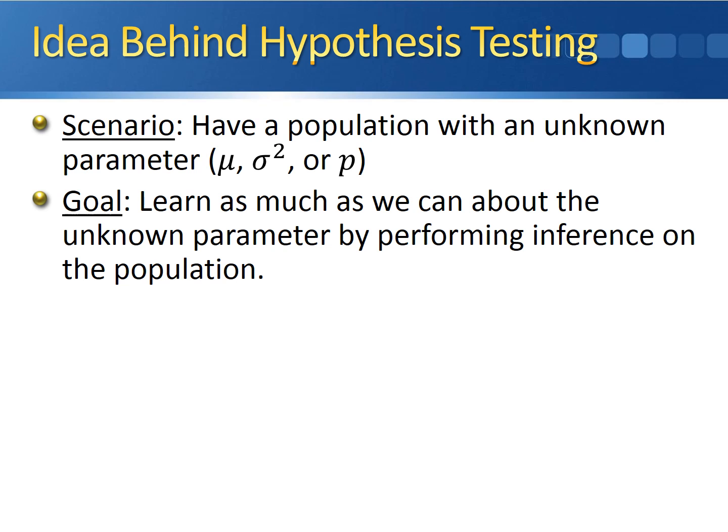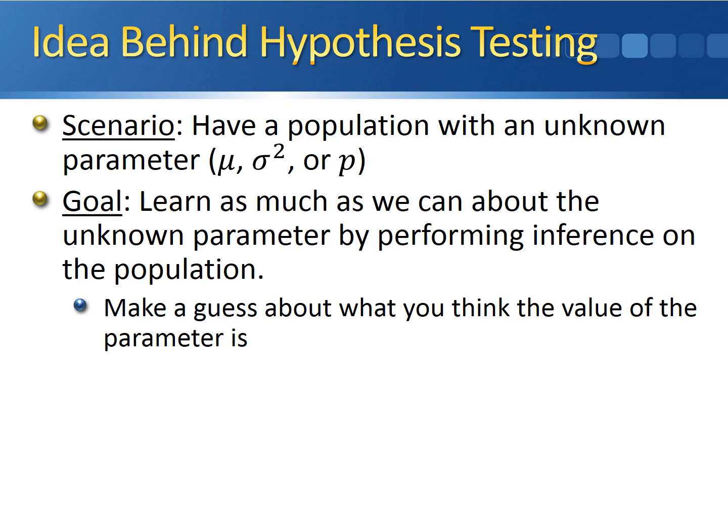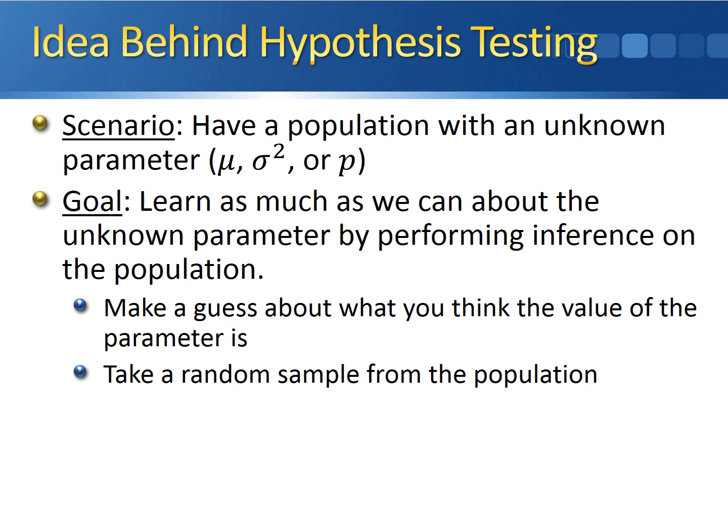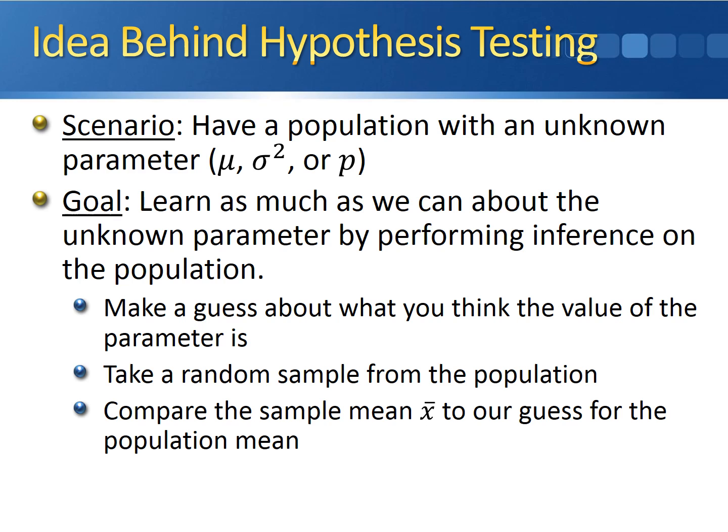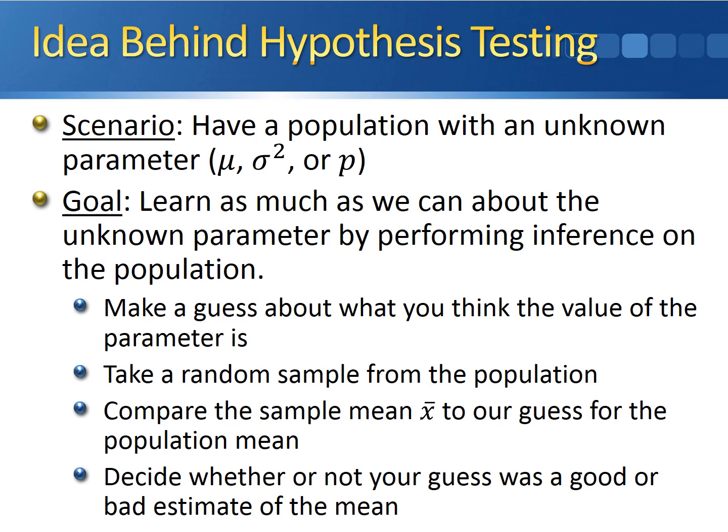Our ultimate goal is to learn as much as we possibly can about this unknown parameter by performing inference on the population. What we'll do is we'll make a guess about what we think the value of the parameter is. We'll take a random sample from the population. We'll compare the sample mean x bar to our guess for what the true population mean actually is. And then in the end, we'll decide whether or not we think our guess was a good or a bad estimate of the population mean.